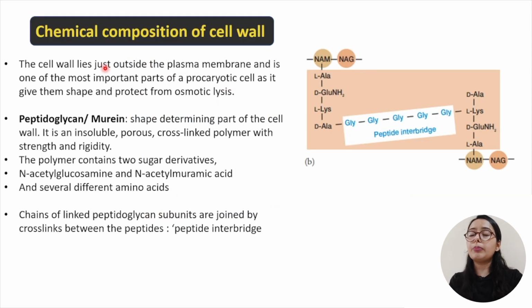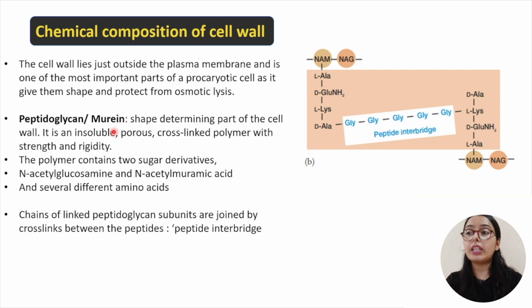Now coming to the next part, that is the chemical composition of the cell wall. As we saw, the cell wall lies just outside the plasma membrane, and it is one of the most important parts of the prokaryotic cell, as it gives them shape and protects from osmotic lysis, and it is even a differentiating factor between the gram-positive as well as the gram-negative bacterial cells. The most important part of this cell wall is peptidoglycan. It is also called murein.